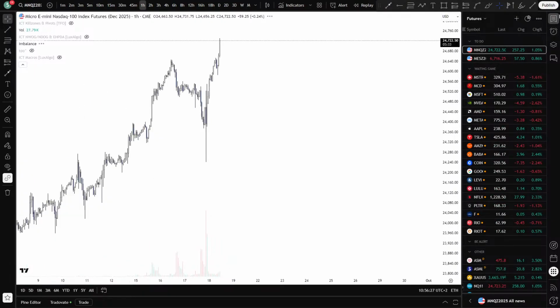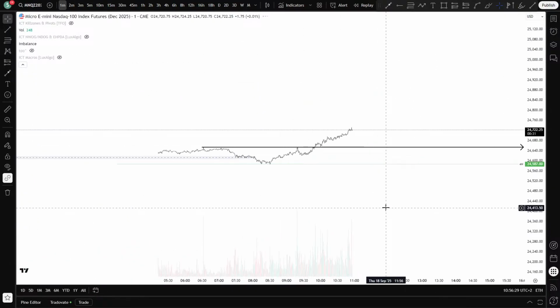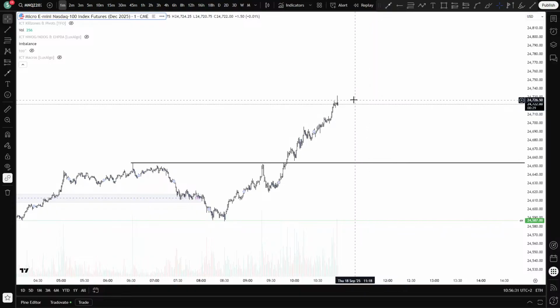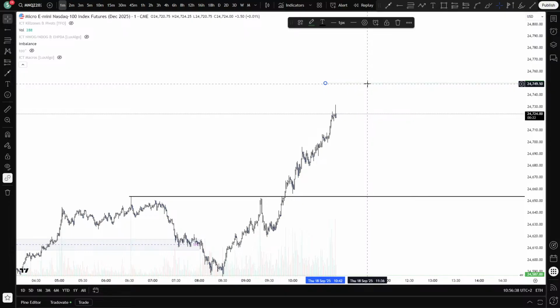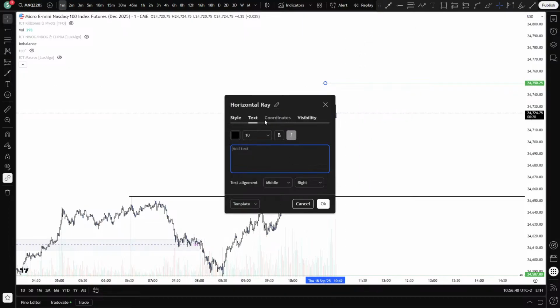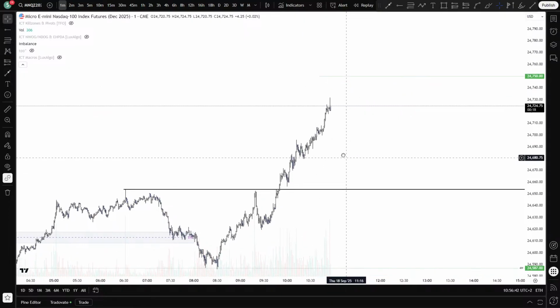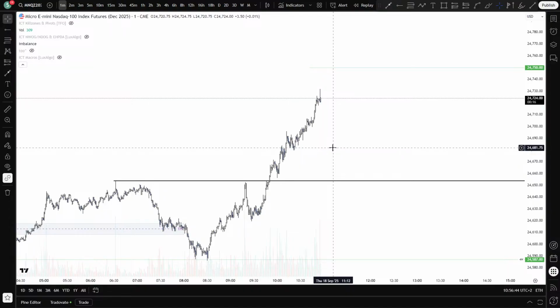Quick sneak peek at NQ again. Still pumping up. I'm going to put this level in my chart, 750. Let's see if we can get a reaction from there.